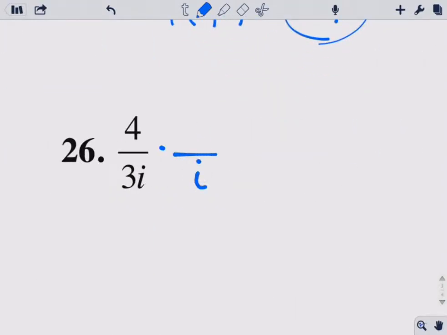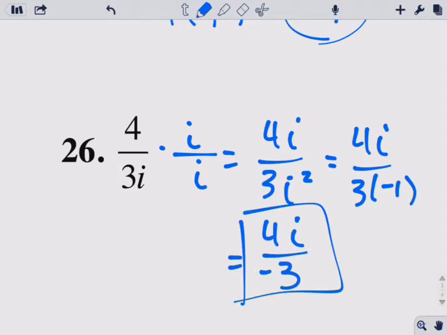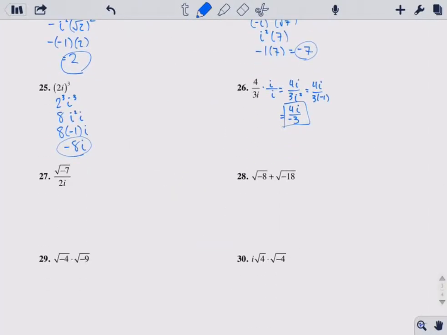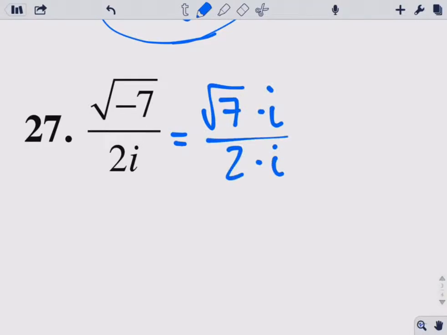I've got to get the i out of the bottom, so multiply by i over i, so I'll get 4i over 3i squared. So I'll get 4i over 3 times negative 1. So that's 4i over negative 3. 27. Again, I've got the i issue, but I want to rewrite the top before I deal with that because it's the square root of 7 times i over 2 times i. Oh, okay, well that means things can cancel. The i's cancel. I get square root of 7 over 2.